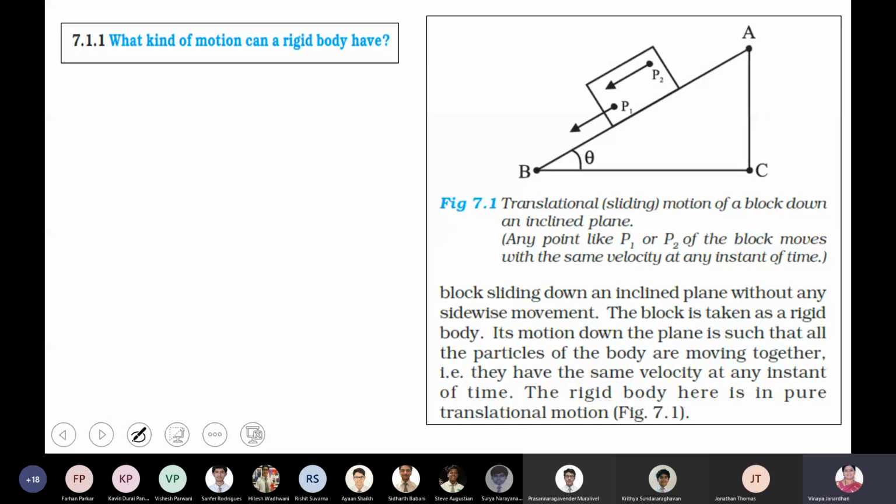So what is a rigid body? A rigid body is an extended body. Now what do you mean by an extended body? An extended body is a collection of point-sized particles. So what is a rigid body? Write in your own words. A rigid body is an extended body which is a collection of point-sized particles.